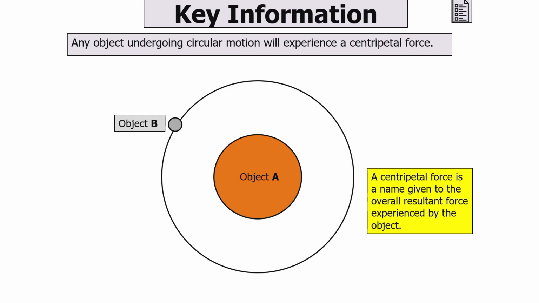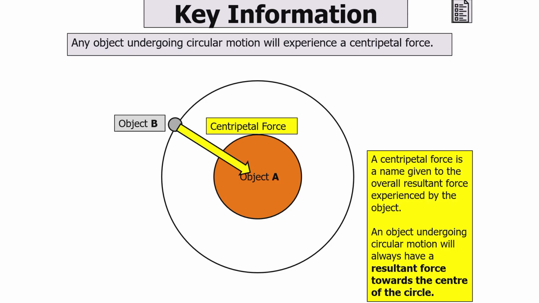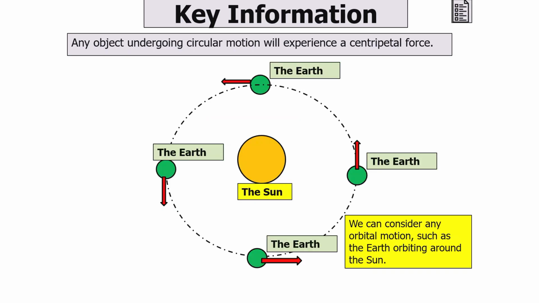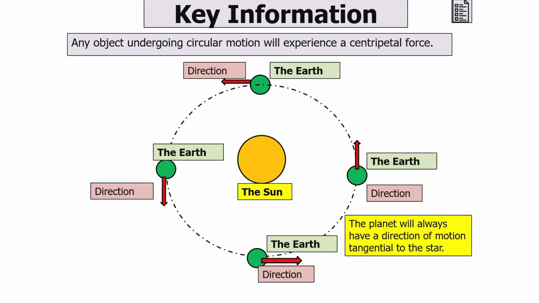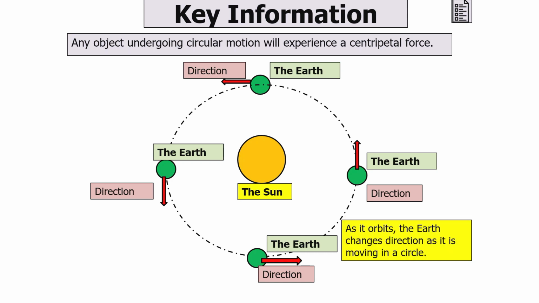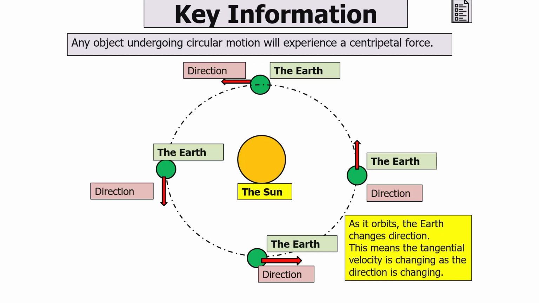Now, any object undergoing circular motion will experience a centripetal force. A centripetal force is a name given to the overall resultant force experienced by the object. An object that undergoes circular motion will always have a resultant force towards the centre of the circle. We can consider any orbital motion, such as the Earth orbiting around the Sun. In this orbital motion, the planet will always have a direction of motion tangential to the star. As it orbits, the Earth changes direction as it's moving in a circle. So this means that its tangential velocity is changing as its direction is changing, so it is accelerating.